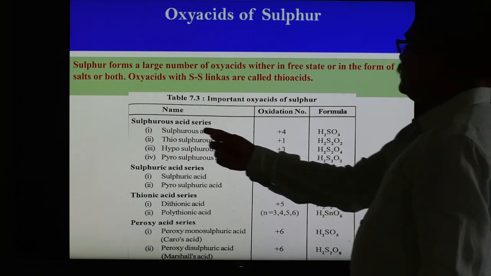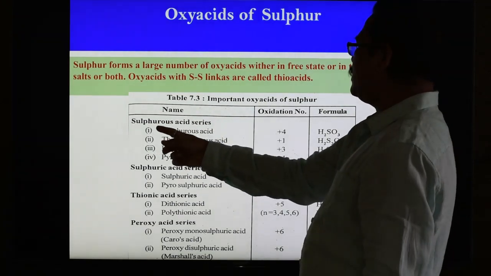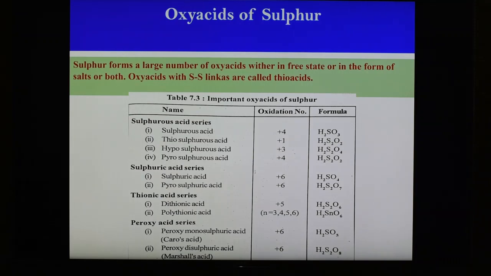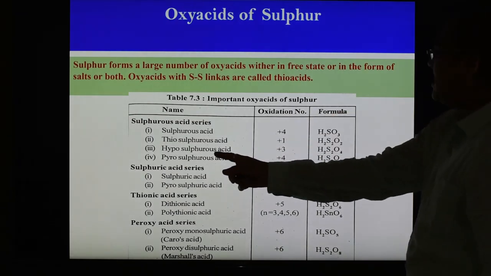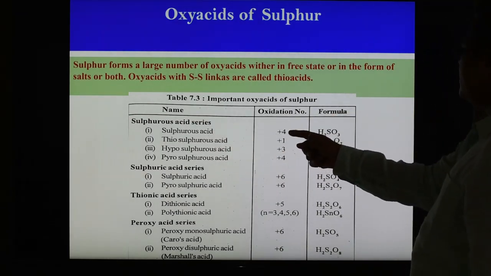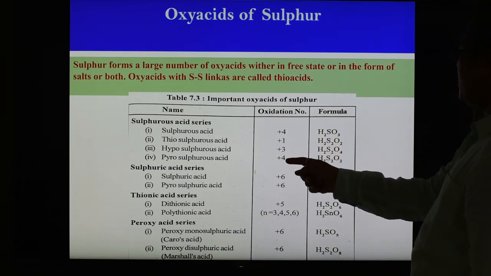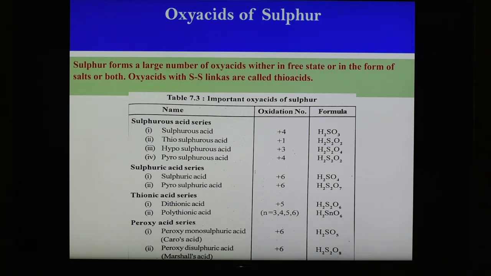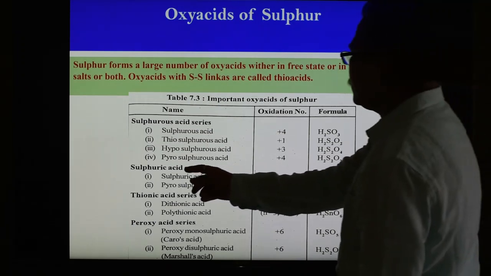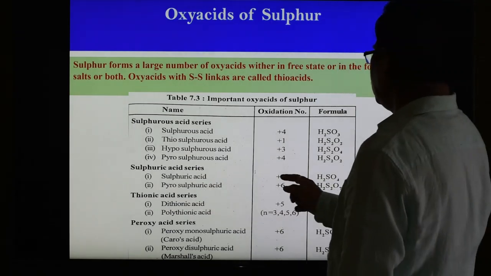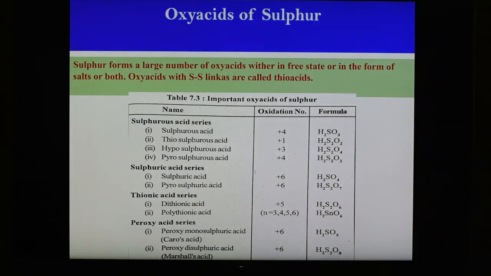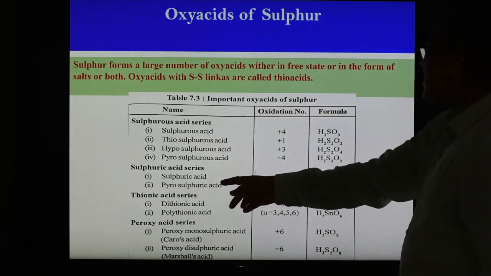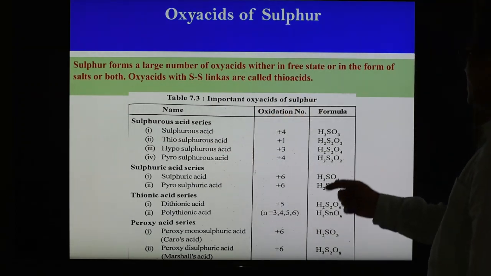So here is the table. This table shows the sulphurous acid series: sulphurous acid, thiosulphurous acid, hyposulphurous acid, pyrosulphurous acid. Here the OUS ending is shown, and the oxidation states are shown, +4, +3, +1, and so on, along with the formulas of this series. Another type is the sulphuric acid series, ending in IC. Here +6 is the higher oxidation state, so the lower oxidation state ends with OUS, the higher with IC, and the formulas of these compounds are shown here.